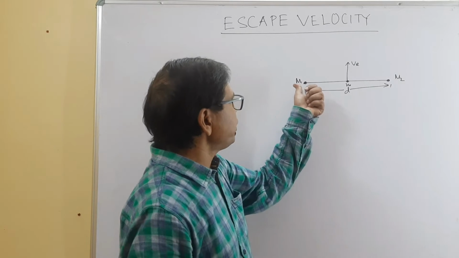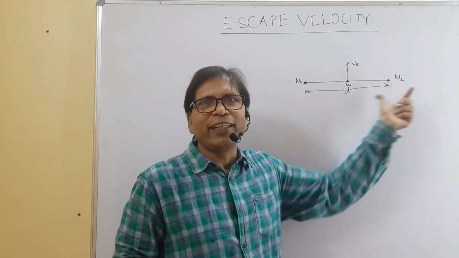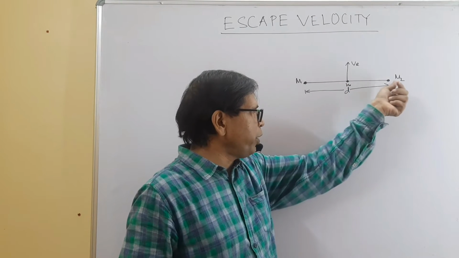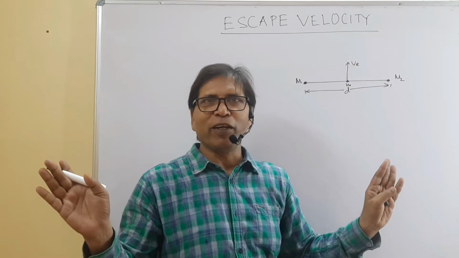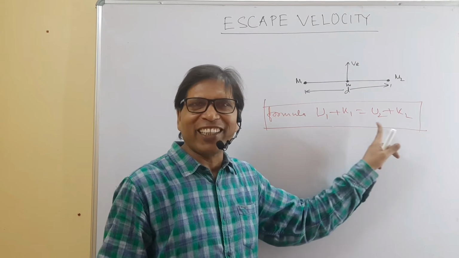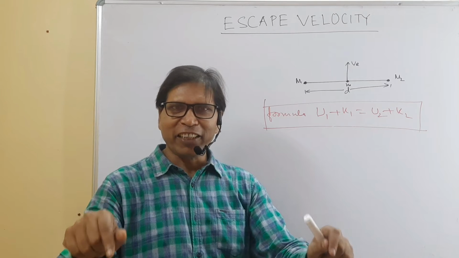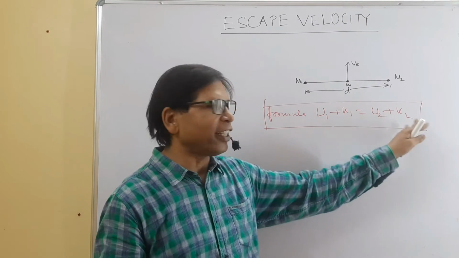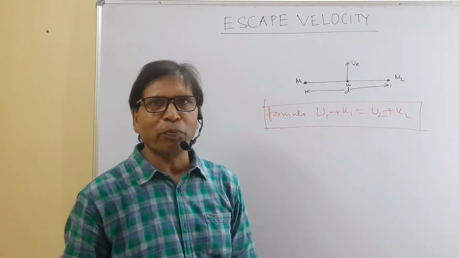Okay, look at this. Masses m1 and m2 are separated by a distance d. A body of mass small m is projected from the midpoint of the line joining the two masses. Find its escape velocity. Here the formula is U1 plus K1 equals U2 plus K2, that is, potential energy plus kinetic energy at the initial position equals potential energy plus kinetic energy at the final position. These two terms become zero for minimum velocity of projection.